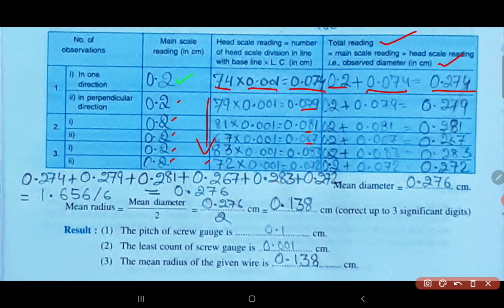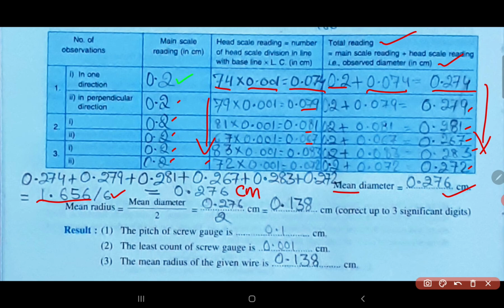So now after doing the calculation here, I am getting a total of 6 readings, okay, which I have added in order to find the mean diameter. I have added them first and then divided the total by 6. So after adding all these 6 readings, I am getting 1.656 centimeter, which I am dividing by 6. Thus I am getting 0.276 centimeters. So this is my mean diameter.